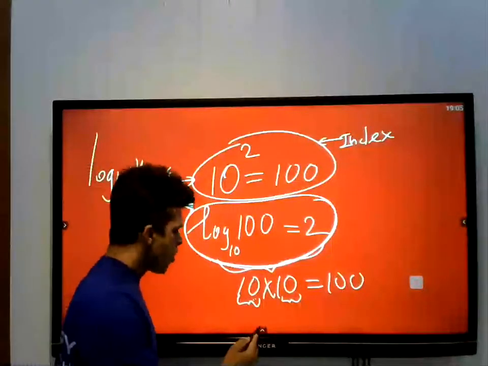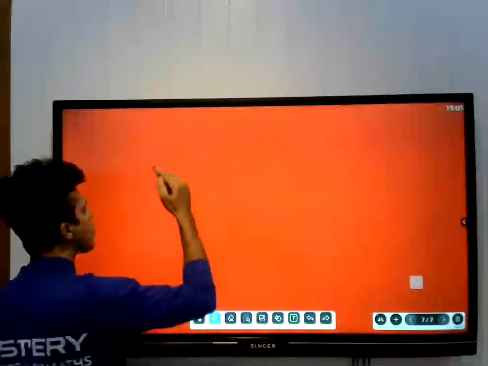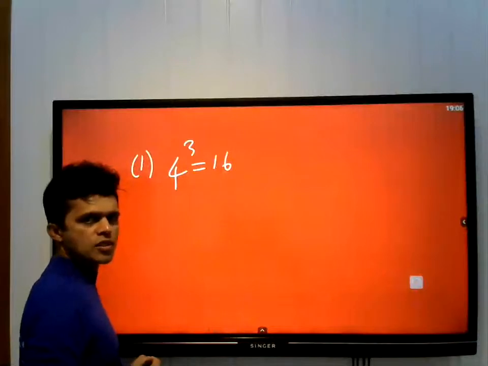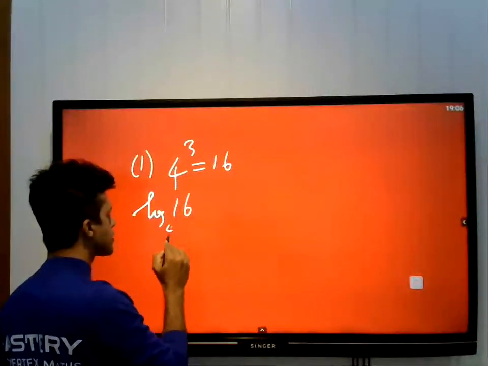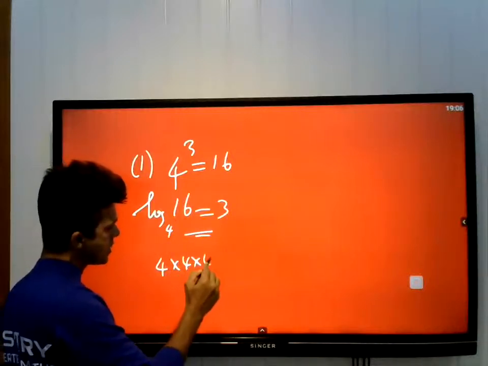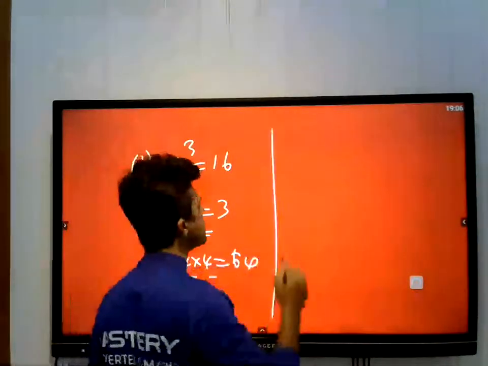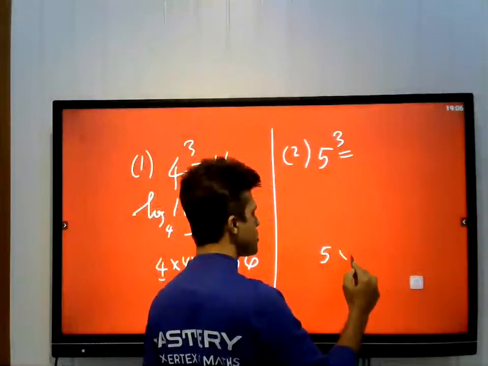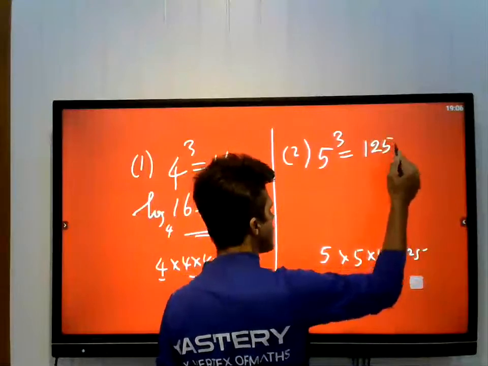I will give you the index form and you need to write the logarithmic form. 4 to the power 3 equals 64. This can be written in logarithmic form as log 64 to base 4 equals 3. This means the digit 4 should be multiplied 3 times to get 64: 1, 2, 3. The second question: 5 to the power 3, which is 5 times 5 times 5. 5 times 5 is 25, and 25 times 5 is 125. So this equals 125.